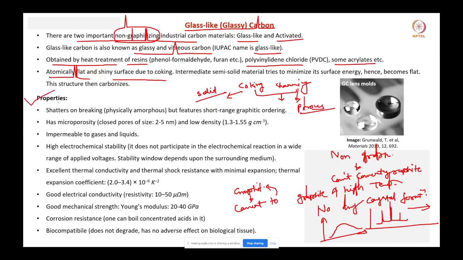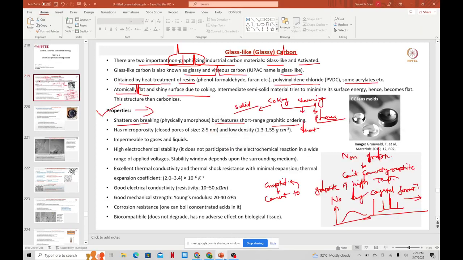So the questions may come if you are looking at any materials, and the most important thing is the properties. So what are its properties? The first thing is that it shatters on breaking, but features short range graphitic ordering.